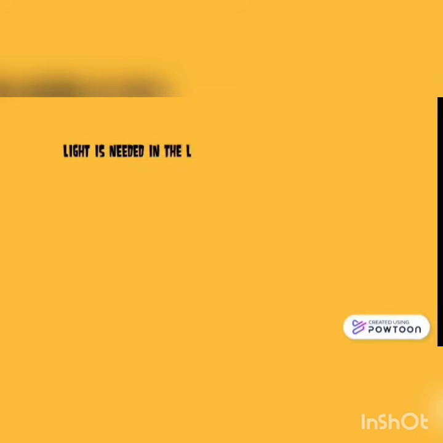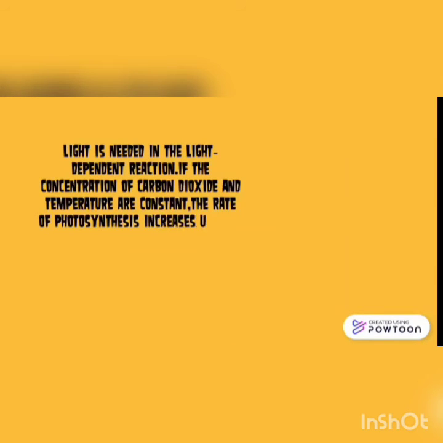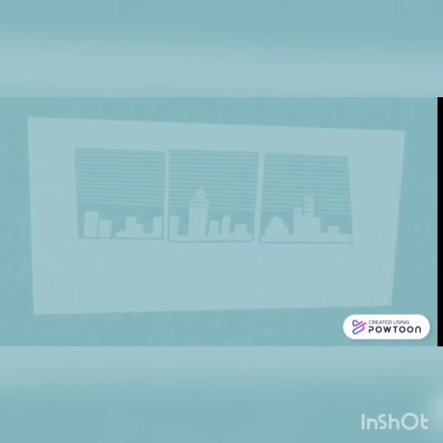Light is needed in the light-dependent reaction. If the concentration of carbon dioxide and temperature are constant, the rate of photosynthesis increases until it reaches its maximum point at noon. The last factor is temperature.